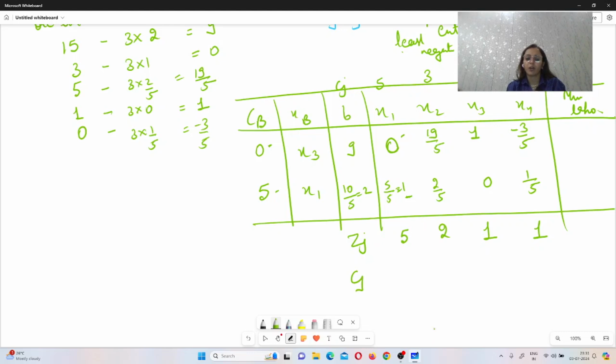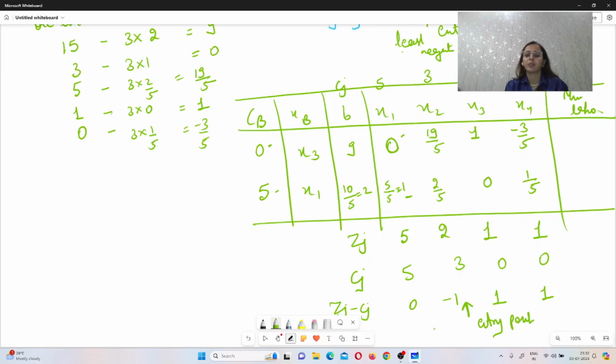Now we have to find out CJ, that is from the top. We just have to write it over here. The same process is going on. What we have to do now is find ZJ minus CJ. 5 minus 5 will be 0, 0 minus 3 will be minus 3, 1 minus 0 will be 1, 1 minus 0 will be 1, right? We find the least one as ZJ minus CJ is given. The least one over here is this, so this is my entry point, right?